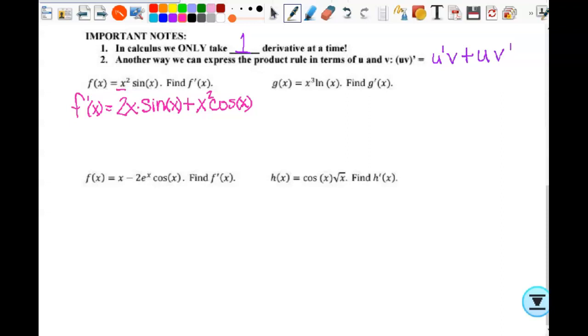That's it. You want to try the next one? Try the g of x. Just say the pattern to yourself over and over again. Derivative of the first times the second.